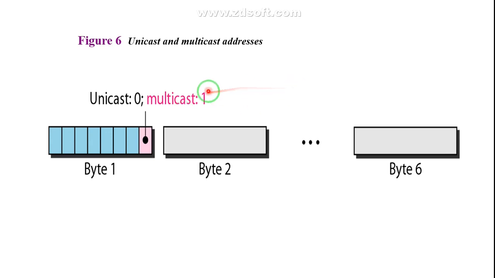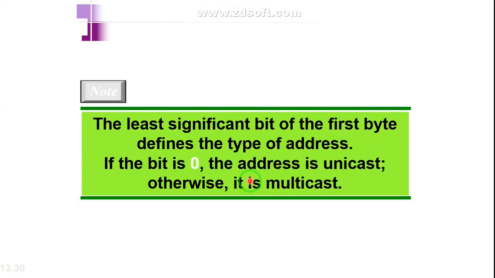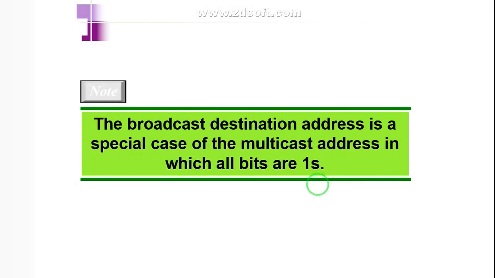And remember, the broadcast address, which is a special case of multicast address, has all bits as ones, or in hexadecimal we can say FF. So we will see by means of one example, then you will come to know. So just remember the LSB, the least significant bit of the first byte, defines the type of the address. If the bit is 0, it is unicast, otherwise it is multicast. And the broadcast destination address is a special case of multicast address in which all bits are 1, or it is F.